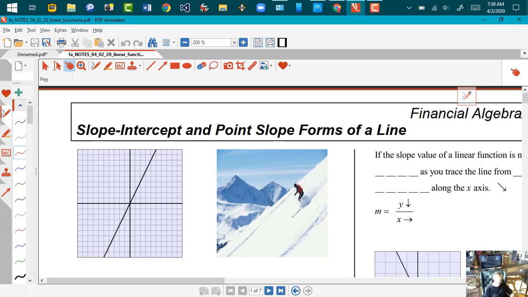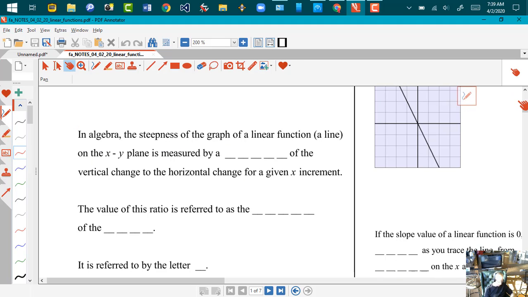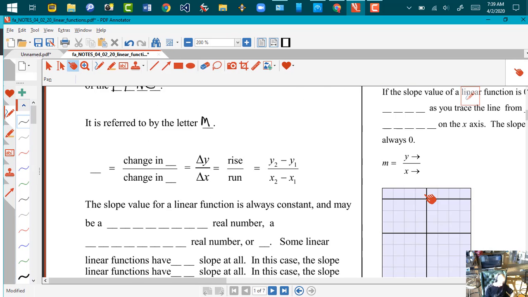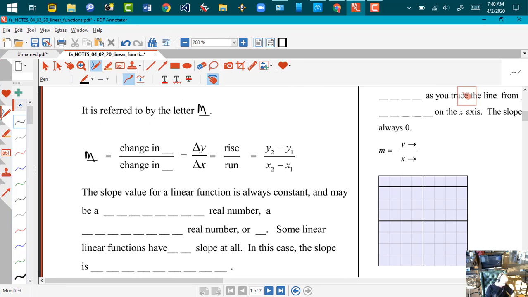All right, so when you're looking at a linear function, you're looking at basically a line on the coordinate plane. And a couple characteristics about a linear function. The first big one is the slope of a line, and that's really measured by a ratio of the vertical change to the horizontal change, also known as the slope of the line. It's usually referred to with the letter M, as you may remember. So M is really the change in y over the change in x.